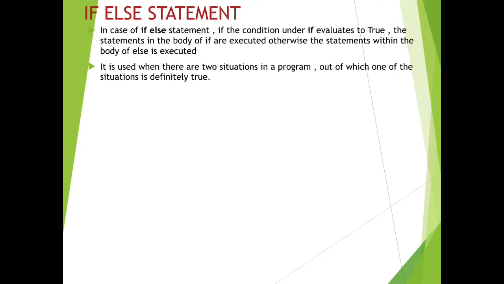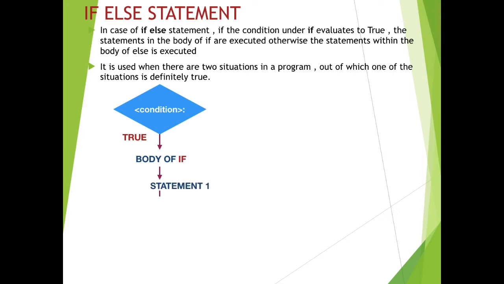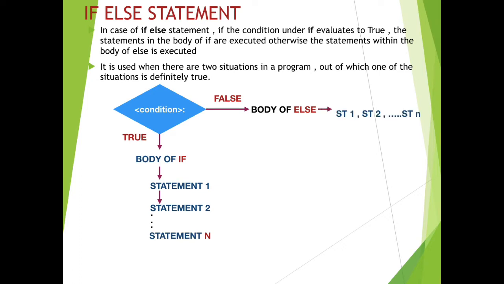Now it is used when there are two situations in a particular program. In case of two situations, you will be using if else statements, and out of the two situations, one situation definitely must be true. Let's try to understand with the help of a flow chart. So there will be a condition. If the condition is true, then the body of if will be executed. That means whatever is written within if will be executed. And if the condition is false, then the body of else will be executed. That means whatever is written within else will be executed.